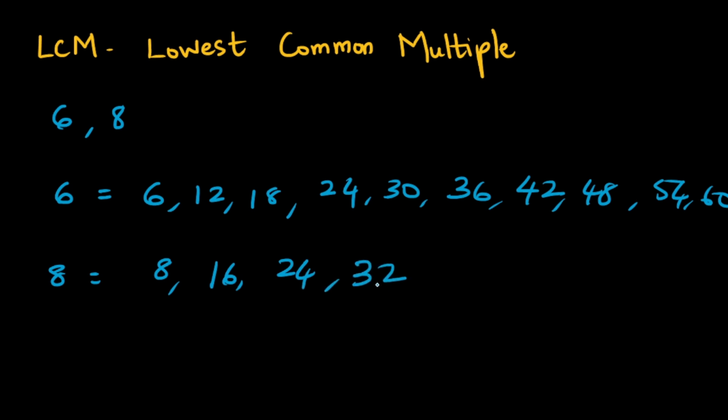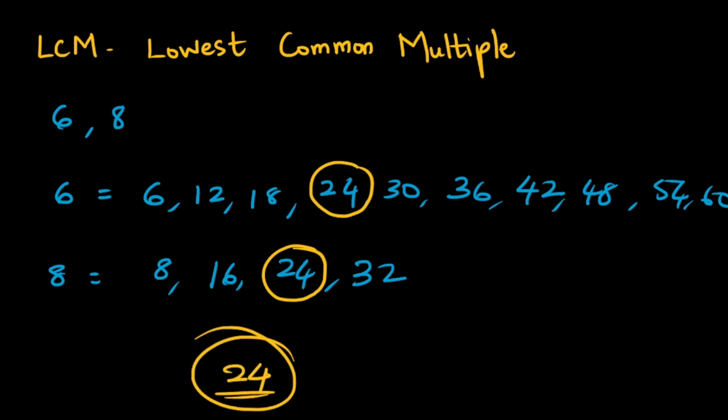I'm stopping at 32 because if you see the least common multiple, you have written the multiples of 6, you have written the multiples of 8. Which is the least common multiple of 6 and 8? You can see here 24 is here, and here also 24 is here. So the LCM of 6 and 8 is 24, which is the least common multiple.